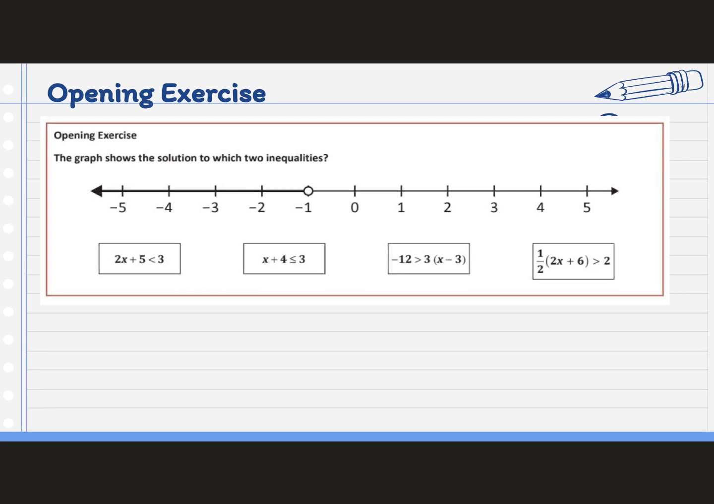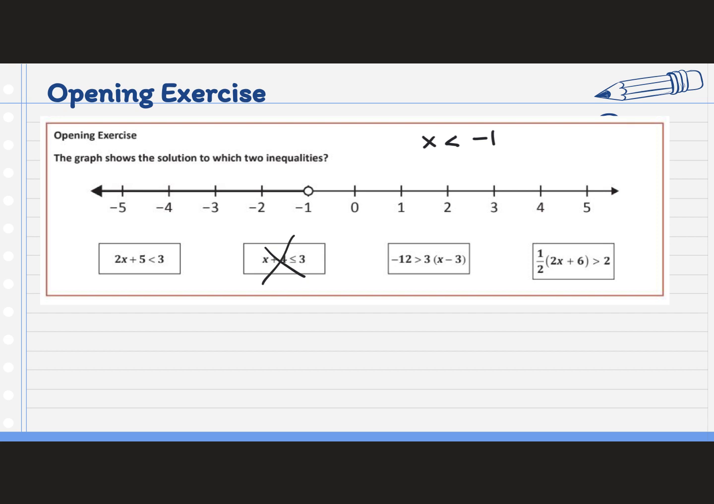All right. Sounds like the opening exercise. It says the graph shows a solution to which two inequalities. So let's go through and solve. So here we have the inequality. We have -1. We can use our x. Strictly less than -1. So is -1 included in the solution? Absolutely not. And we know that it's values that are less than -1. So we can actually, by process of elimination, go ahead and cross out this one because we have a less than or equal to.